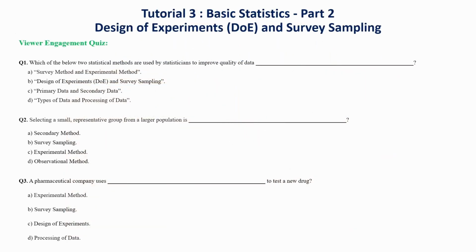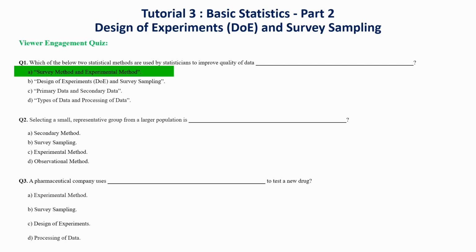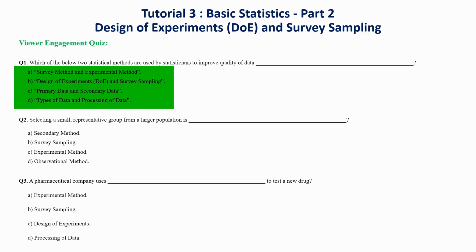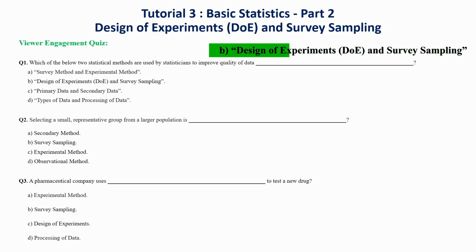Now let's have a viewer engagement quiz. Quiz 1. Which of the below two statistical methods are used by statisticians to improve quality of data? Option A, survey method and experimental method. Option B, design of experiments and survey sampling. Option C, primary data and secondary data. Option D, types of data and processing of data. The right answer is option B, design of experiments and survey sampling.